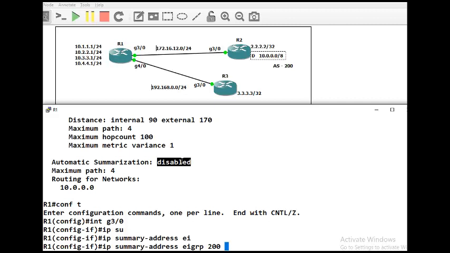Why do I disable globally? Because on R3 I don't want it. So if I have it globally enabled, then there is a problem. I globally disable, and I'm going to enable summarization only on that interface where R2 is connected. So I say ip summary-address eigrp 200.